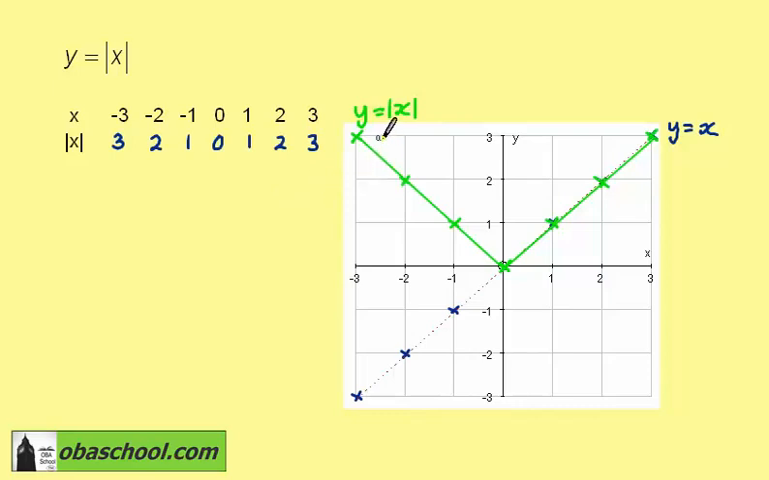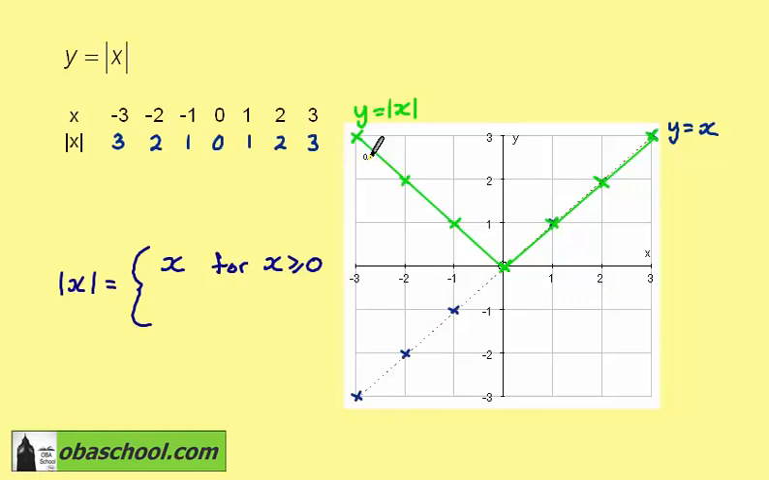If we now consider the graph of mod x, we can see to the right of the y-axis it's the same as y equals x. So we can write that the function mod x is the same as x, provided that x is greater than or equal to 0.